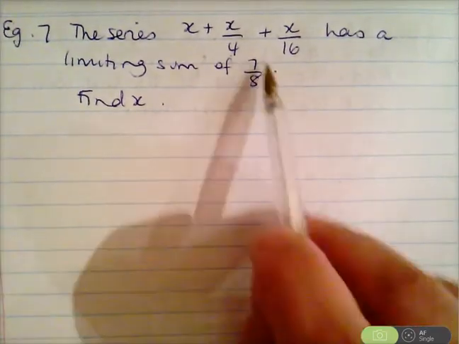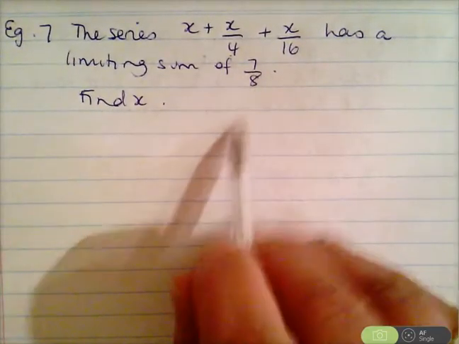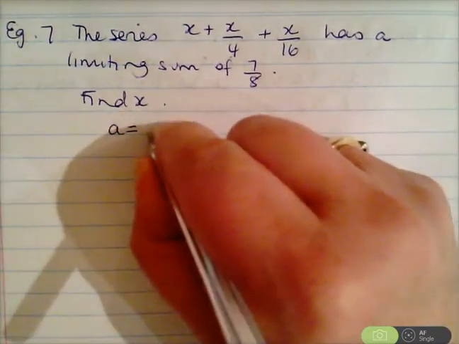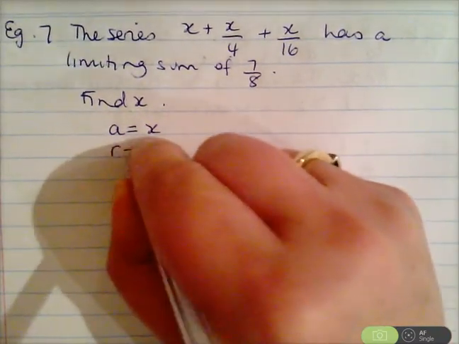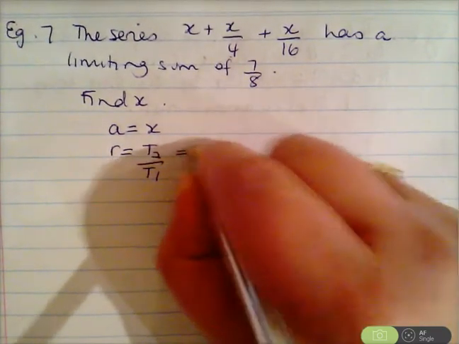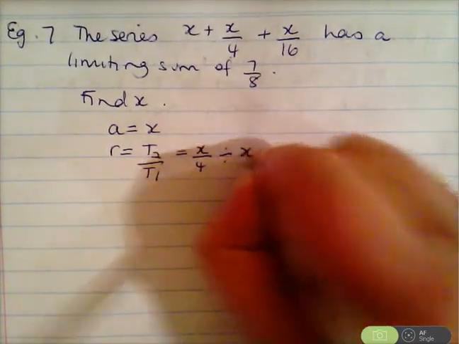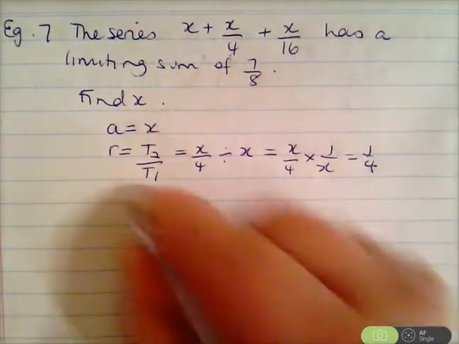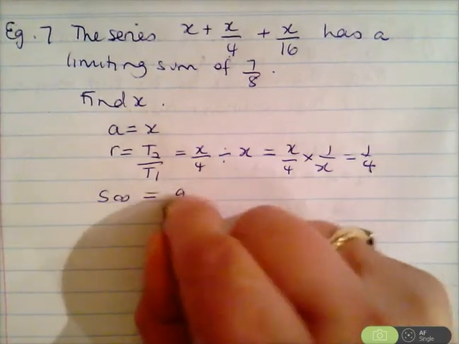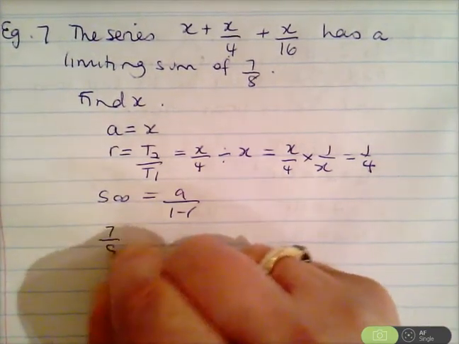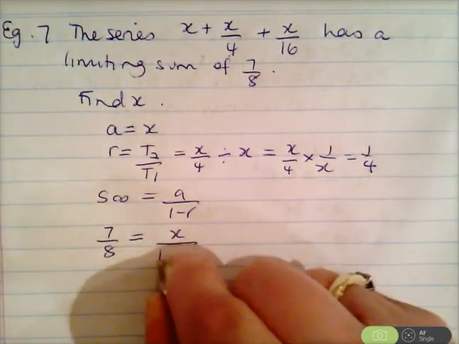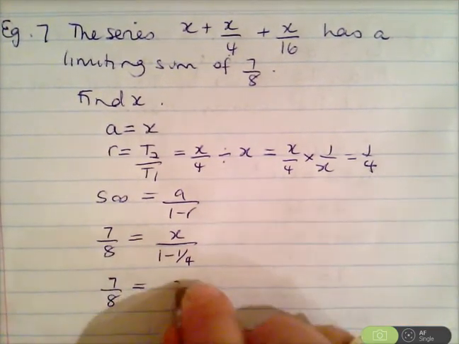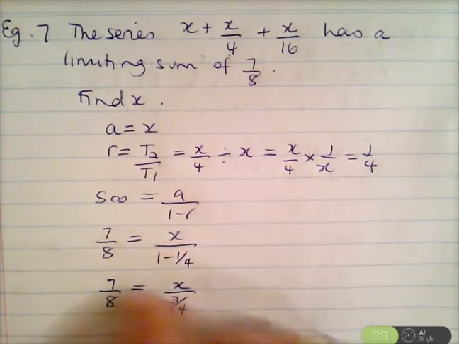The series x plus x over 4 plus x over 16 has a limiting sum of 7/8. Find x. Well, here we can see that a, the first term, is x. r is t2 divided by t1, which is x over 4 divided by x, which is x over 4 times 1 on x, which is a quarter. So sum to infinity is a over 1 minus r. Sum to infinity is 7/8 equals x over 1 minus a quarter. So that's 7/8 equals x over 3/4.